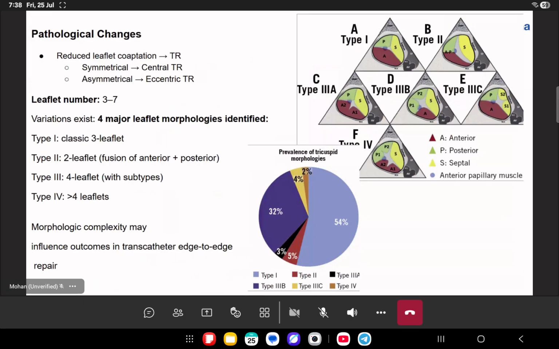And the pathological changes: reduced leaflet coaptation causes TR. If it is symmetrical reduced coaptation, it will cause central TR. If it is asymmetrical, it will cause eccentric TR.